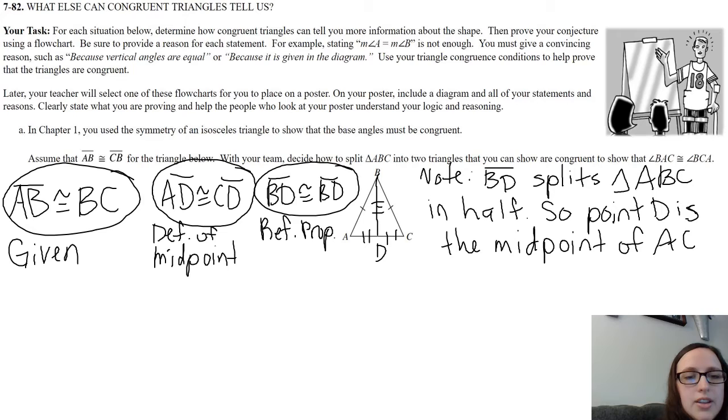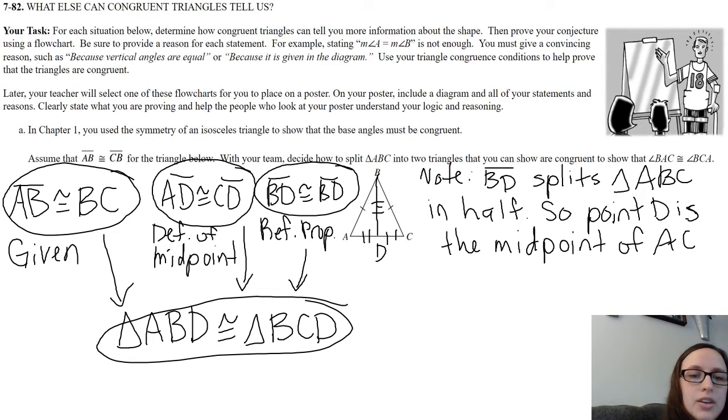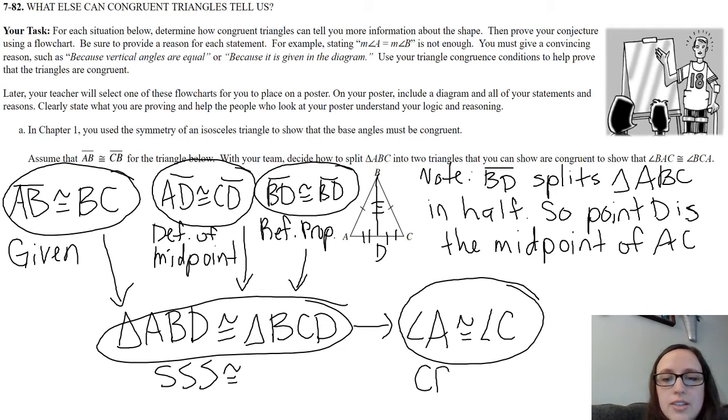All right, so now we can say that triangle ABD is congruent to triangle BCD by side, side, side. And that helps us prove that our base angles are equal. Since every part of the triangle is equal, we can now say that angle A is congruent to angle C. Those base angles are equal. And the reason we put underneath that is CPCTC. Corresponding parts of congruent triangles are congruent.